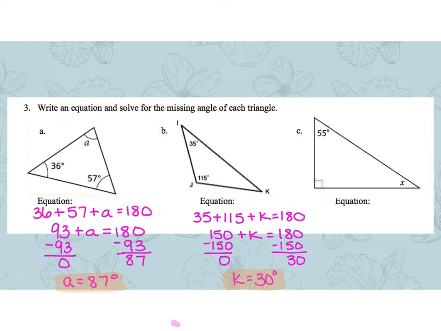In C, we'll add together 55 plus 90. Whenever we see this symbol in an angle, it means 90 degrees. It's a right angle. And then we'll add our missing angle X, and all of the angles together will equal 180. First, we'll add together 55 plus 90, which is 145, and I'll bring down everything else.